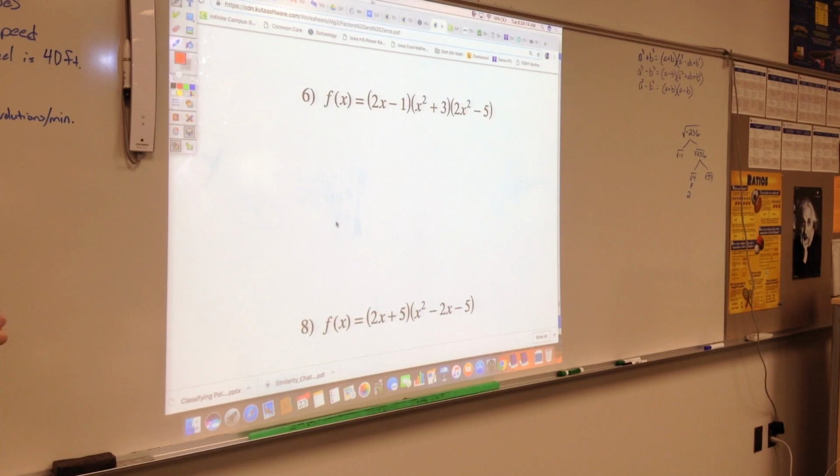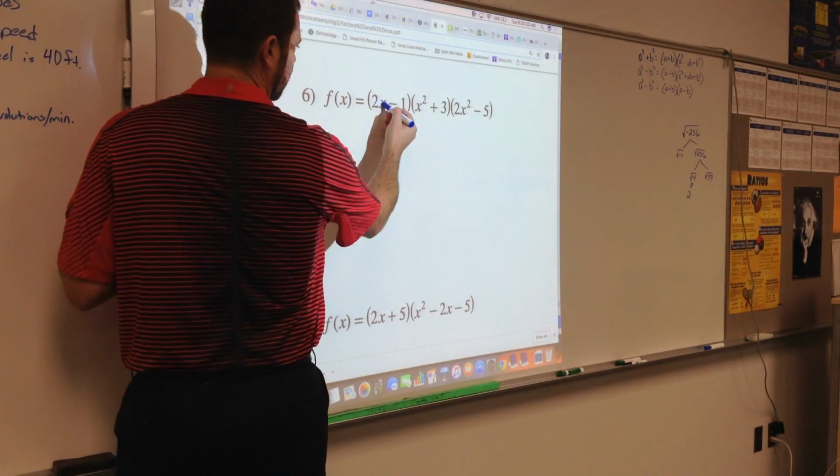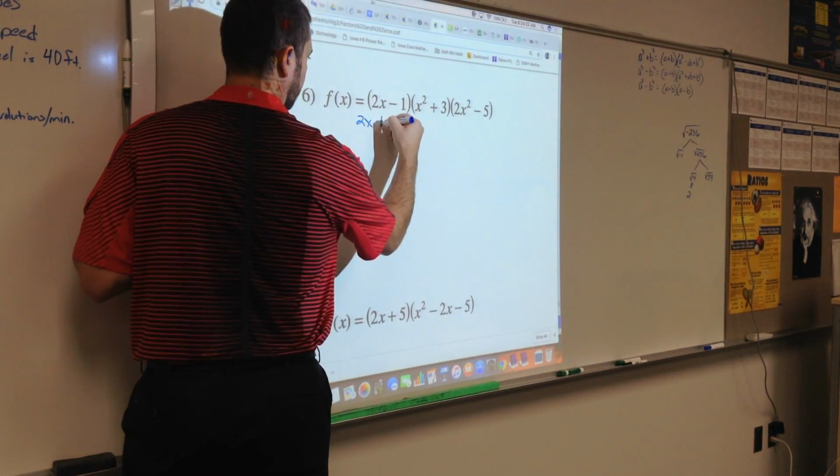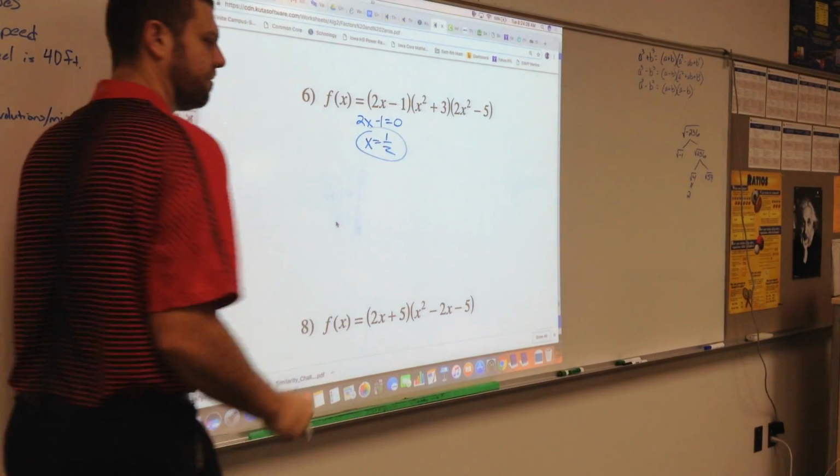Well, the first one would be just x equals half. First one's half again, right? Just similar to the one I just showed you. If I set 2x minus 1 equal to 0, add 1, divide by 2, and I get x equals 1/2.